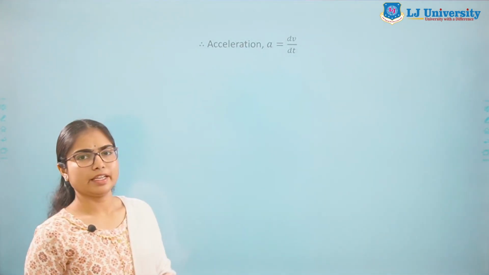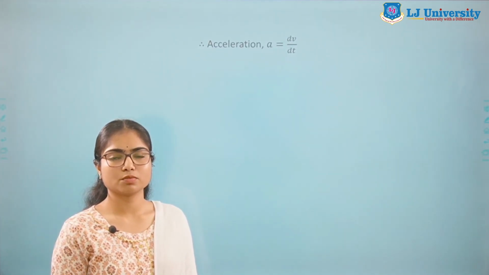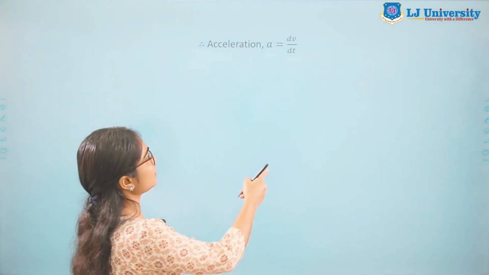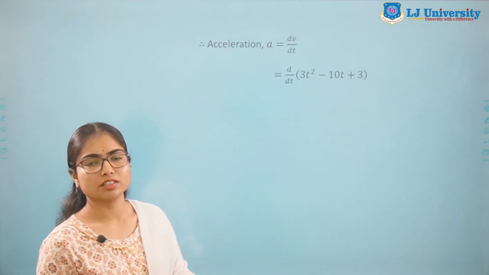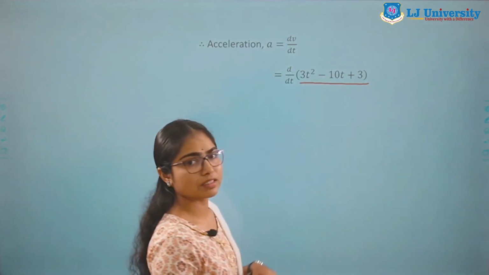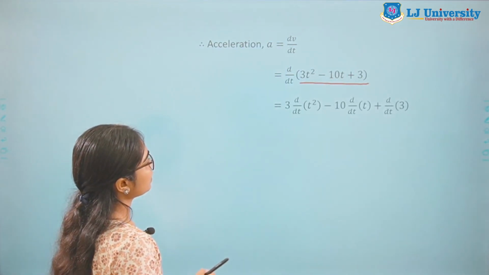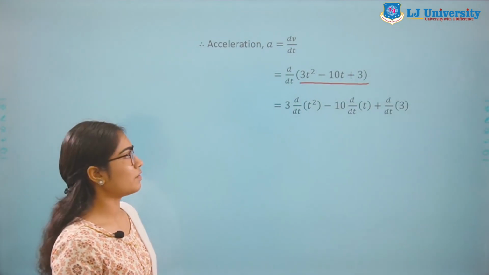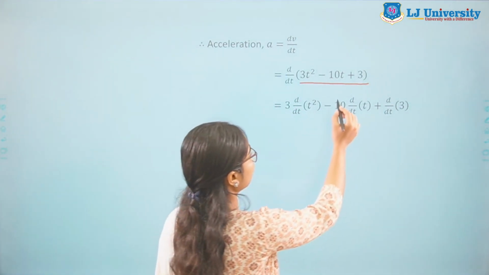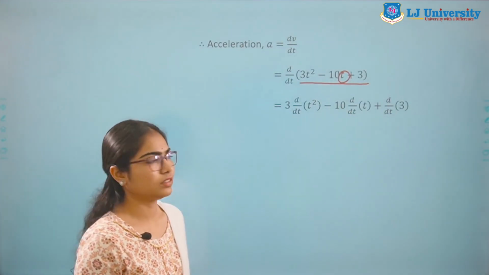Next, let's find the acceleration. Acceleration a is nothing but the rate of change in velocity with respect to time t. So here a is dv/dt. To find acceleration, we have to take the derivative of v with respect to t. So here it is d/dt of 3t² − 10t + 3. It is the equation of velocity, and we take the constants outside the derivative. So here it is 3 into d/dt of t², minus 10 into d/dt of t, plus d/dt of 3.